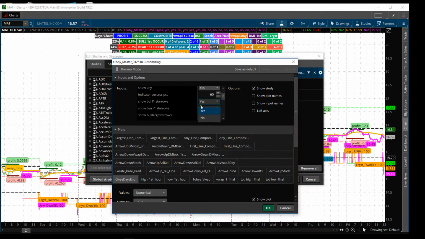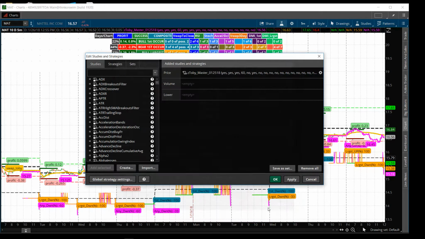So we'll click here and go no. It says show these bull first arrows. Answer is no. Now there's show bull largest arrows. Should we? Well, we don't want to, so we'll put no there too. Now we just customized it. So we'll go okay. And apply.